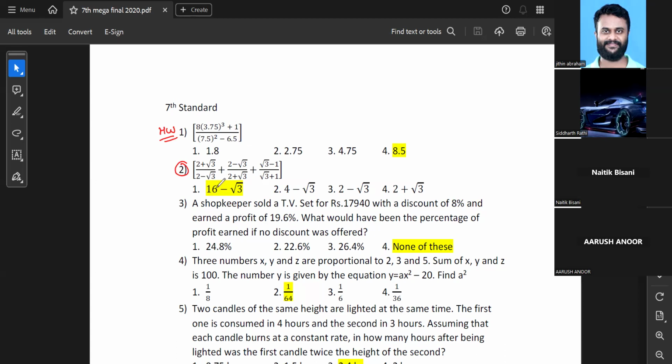So 2 plus root 3 upon 2 minus. Somebody's trying to speak or what? The volume is very low, so I'm not able to understand. Let me just check. Okay, I think that person has muted.